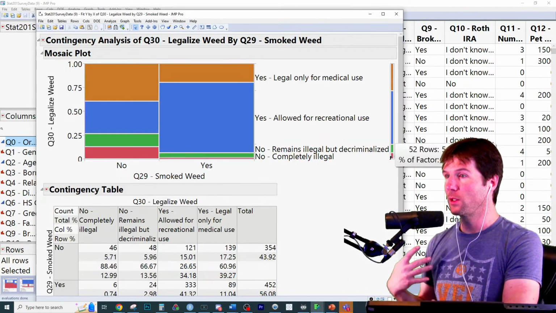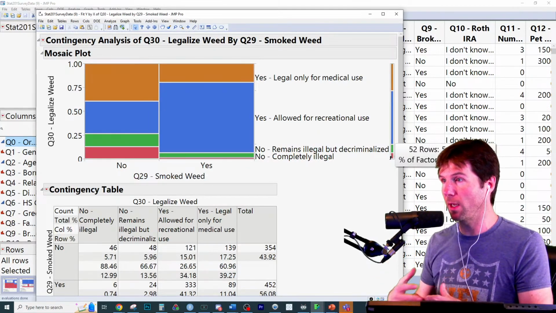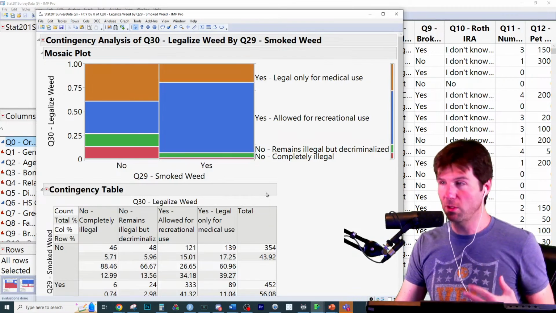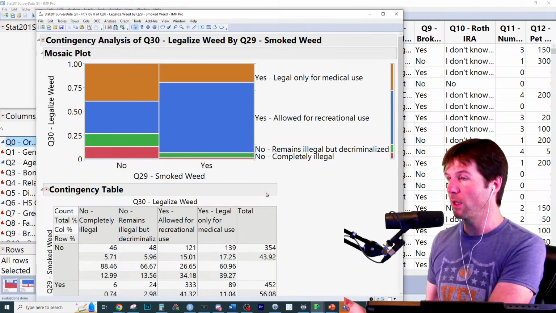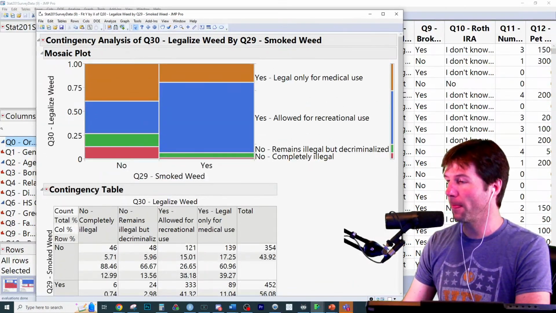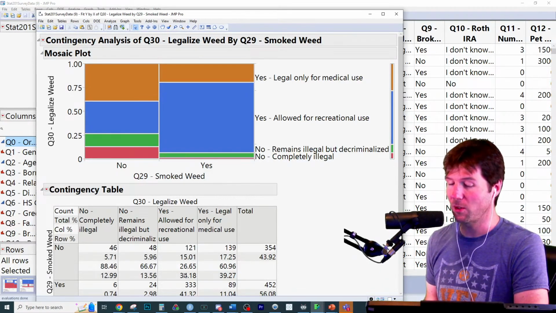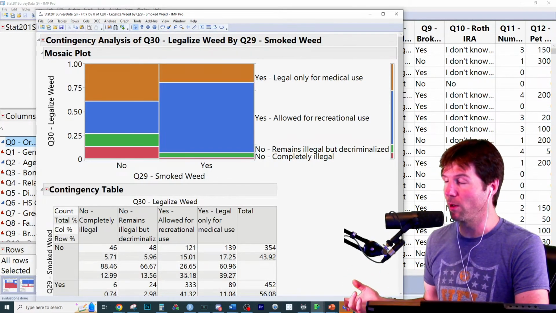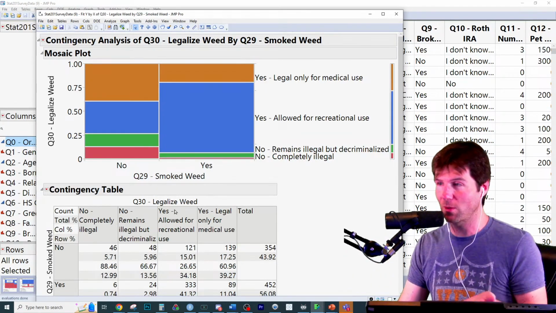But think about this. Someone's views on legalizing weed looks to be highly dependent on if they've smoked weed, which is what the p-value tells us right here. There's evidence of that, evidence for the alternative that they're dependent, right? So that's the chi-square test of independence. And it's easy to remember the null because it's the chi-square test of independence. The null hypothesis is that the two things are independent.